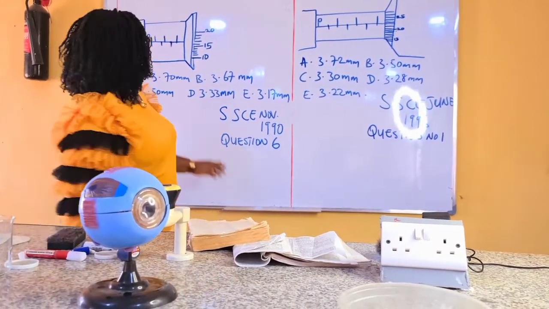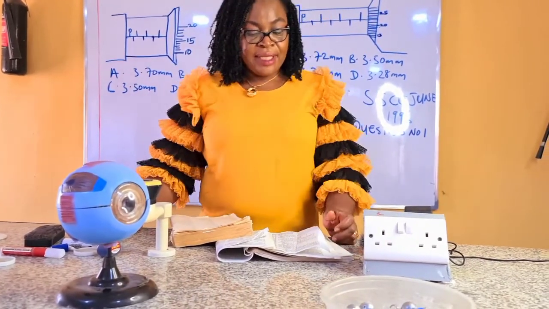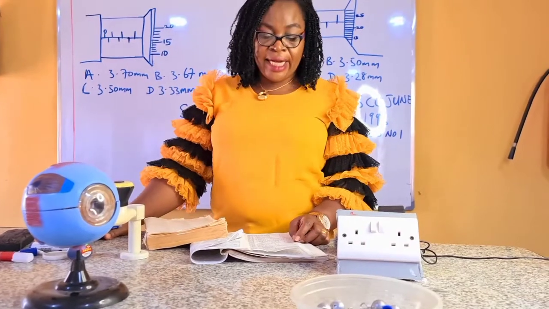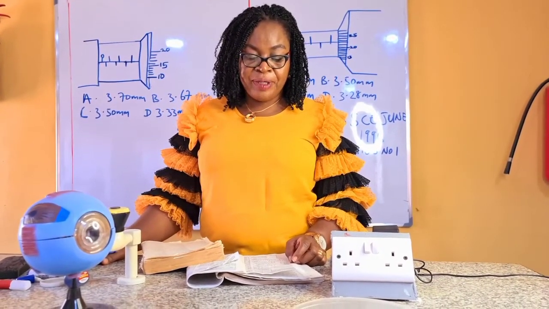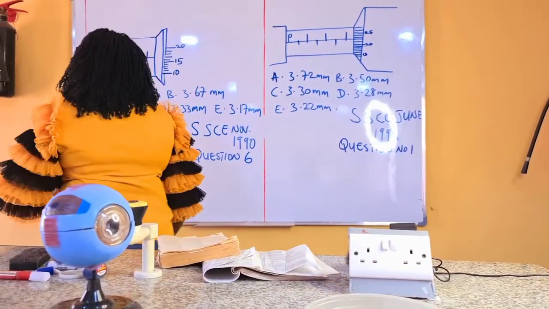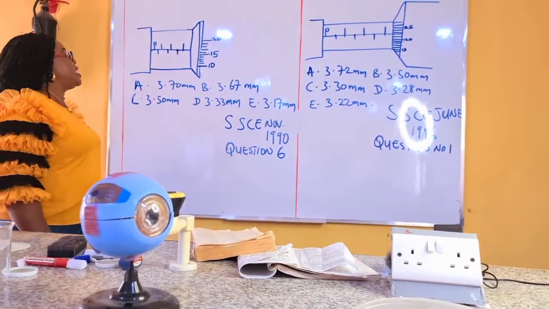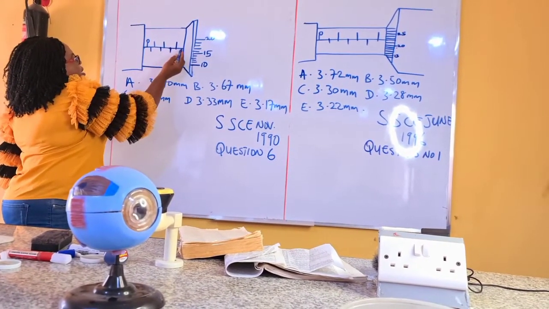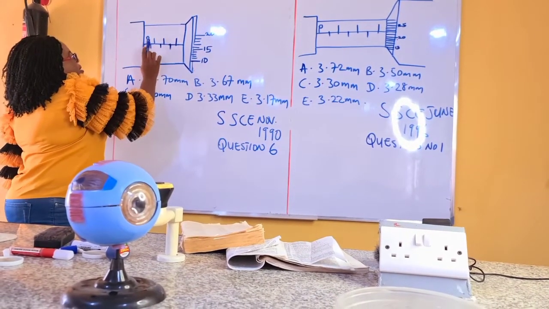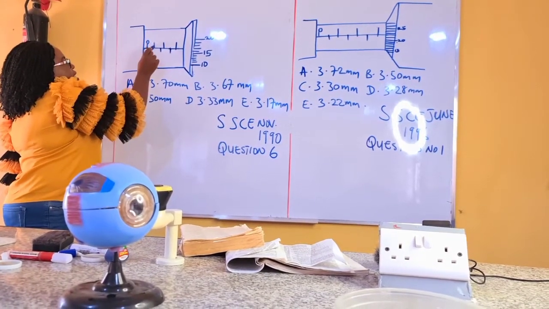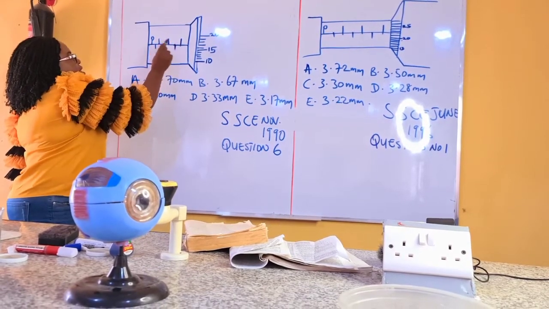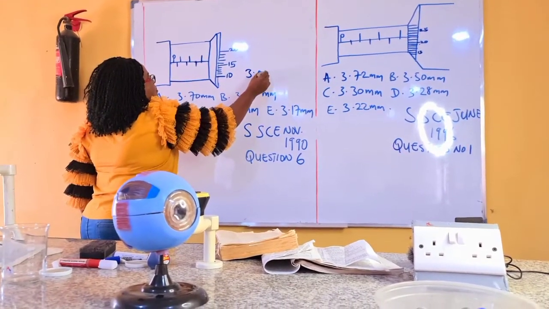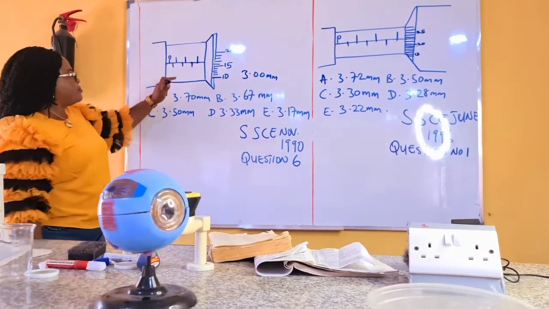Now let's look at questions on micrometer screw gauge. Let's look at the first question. This is from SSCE November 1990, question number 6. The question says, the diagram above represents a portion of a micrometer screw gauge. What is its reading? I earlier told you that in micrometer screw gauge, you have the datum line. This is the datum line. And then see the calibration. Here is 0. Here represents 1, 2, 3. So what we have here is 3.00, and this is in millimeter.